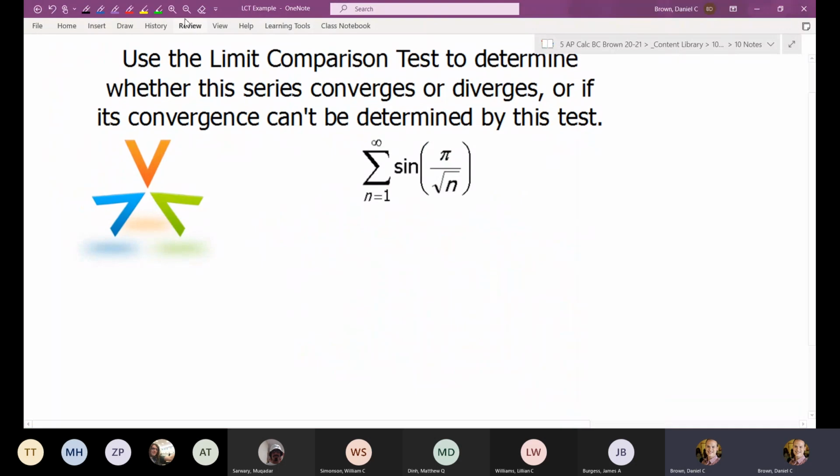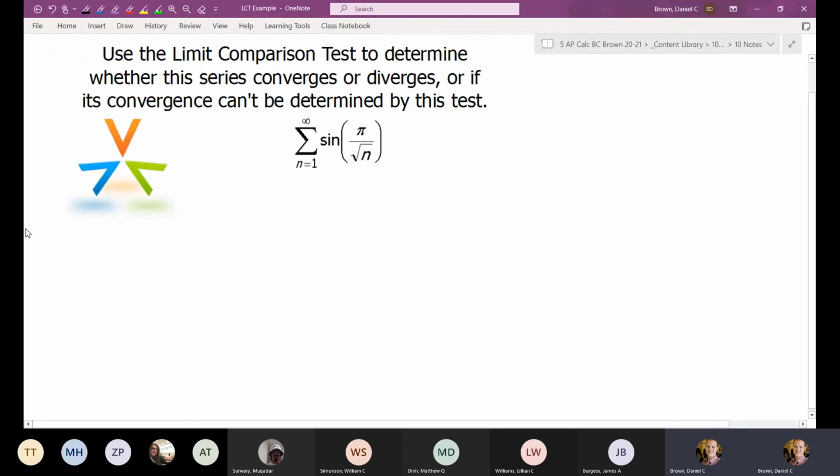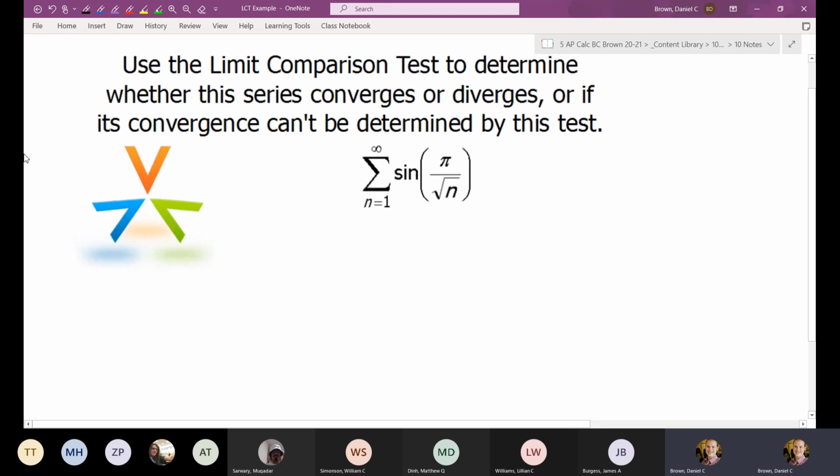And I tried to find a fun one to do. So here's a fun one. Use the limit comparison test, so they are telling us which one to use, to determine whether this series converges or diverges, or if we can't determine the convergence by looking at the test. This is a weird series. This is a series defined by the sine of pi over the square root of n. If you're trying to figure out what that series looks like, it's the sine of pi, the sine of pi over root 2, the sine of pi over root 3, sine of pi over root 4. It's a weird series. And we want to figure out whether this series converges or diverges.